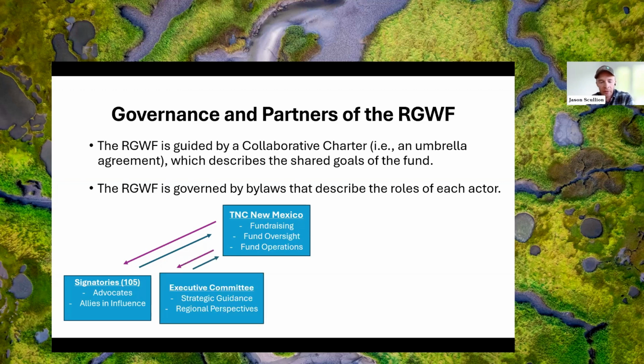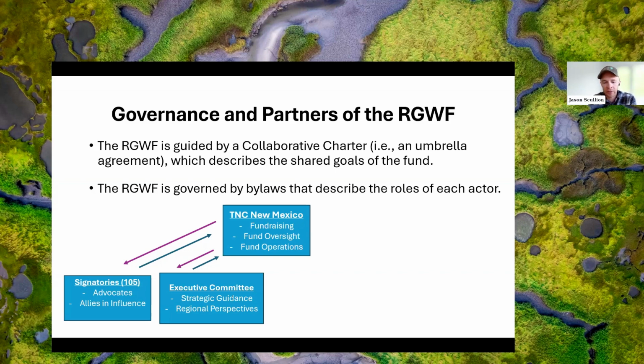Next up is our executive committee. I mentioned earlier that our executive committee initially was conceptualized as kind of the guiding light for the organization about which projects should happen, where, and in what form. And today, the executive committee is still a key guiding light of the Rio Grande Water Fund, but their role has shifted from less of a managerial to more of an advisory.